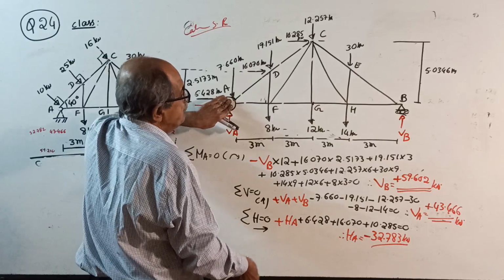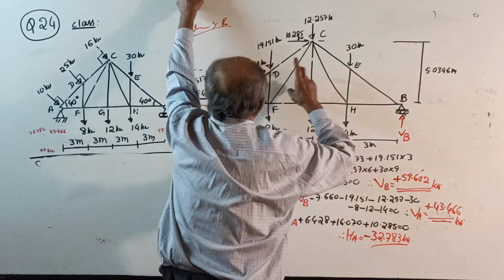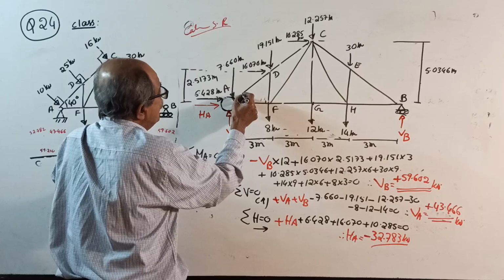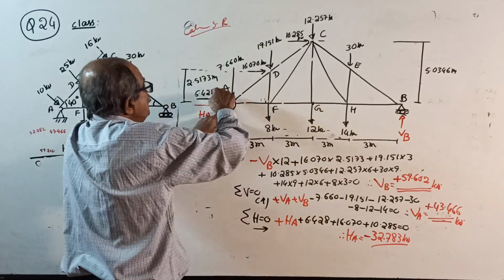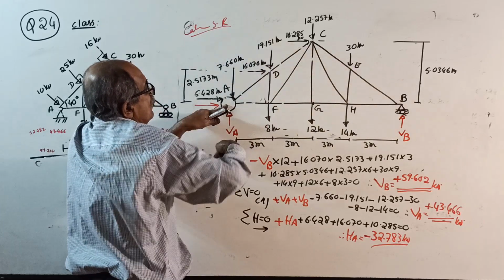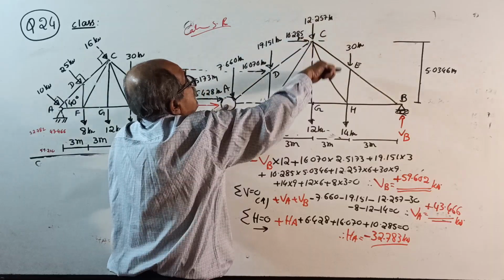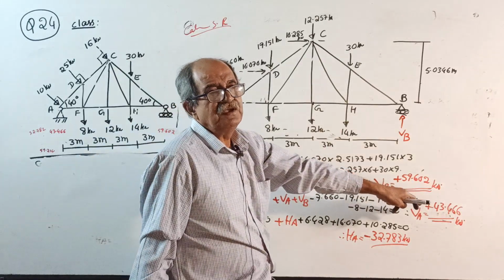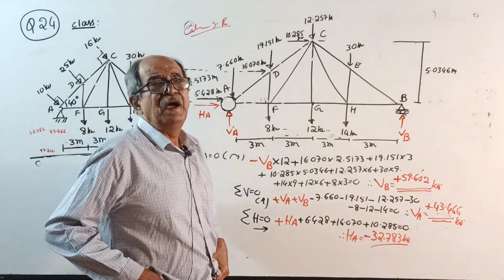Take moment about A. Minus VB; this height, how much? Full height is 5.0346, this partial height is 2.5173. This angle, 40 degrees, is not required now. Minus VB into 12. These two into 0. Plus 16.07 into this height, 19.151 into this distance, 12.85 into 2, this full height, 12.257 into this distance, 6. Then the remaining you know. Get sigma V0, VB will come. Sigma V0 you can do yourself, get VA. Sigma H0, get HA.